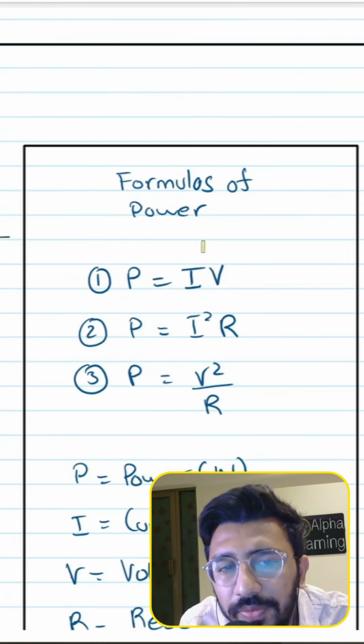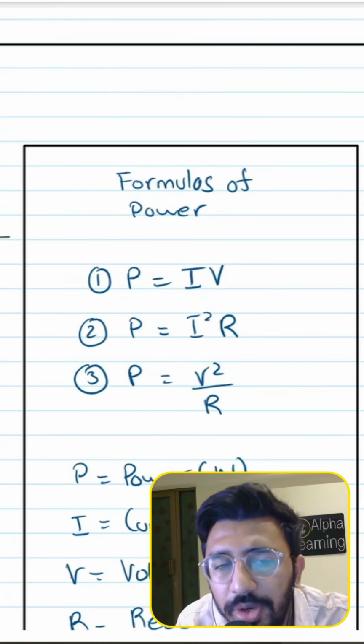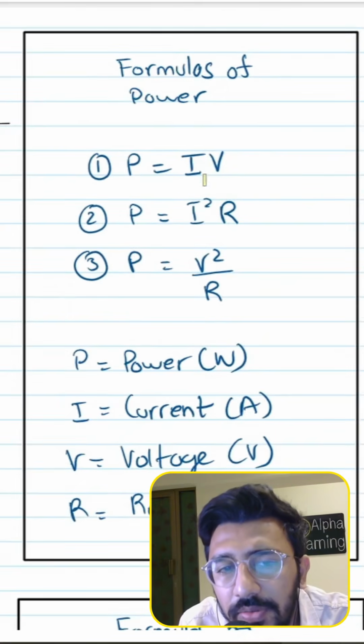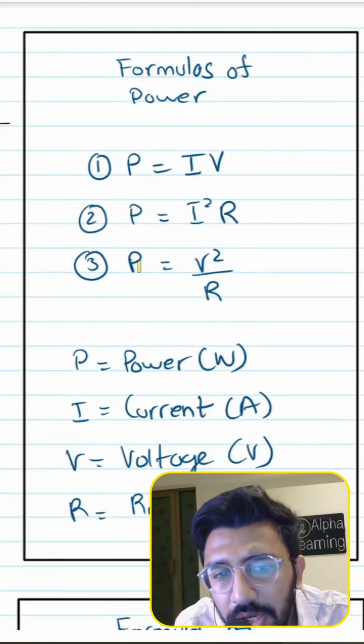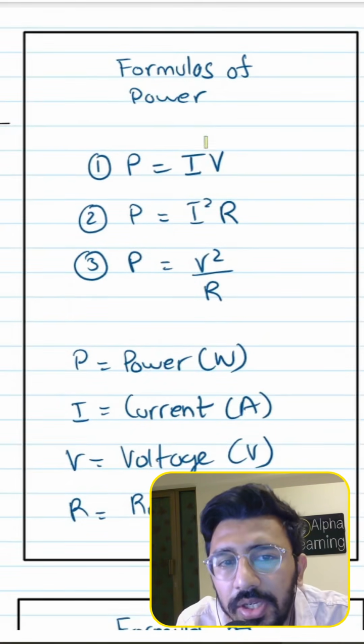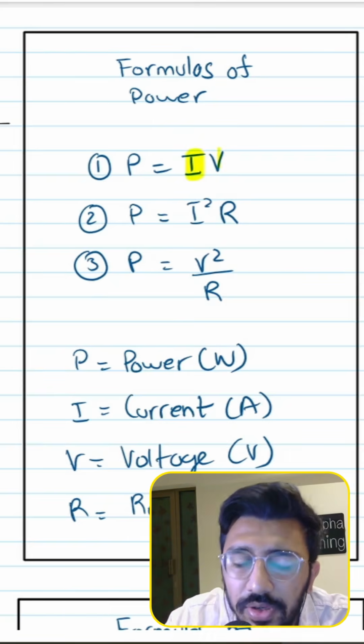Now let's look at some formulas for power. Power के तीन formulas हैं हमारे syllabus में. Power is equal to IV, power is equal to I square R, power is equal to V square over R. यहाँ पे I is your current, V is your voltage, R is your resistance.